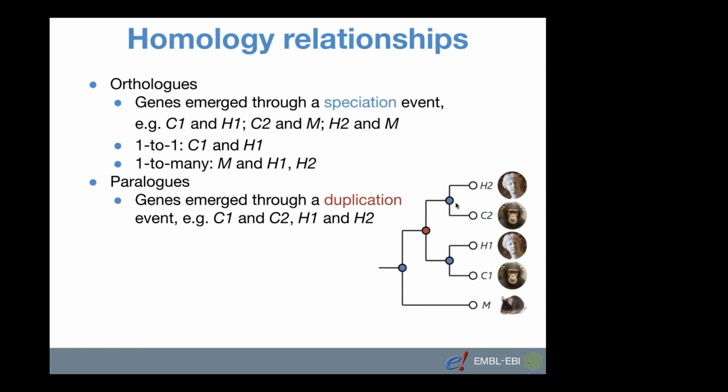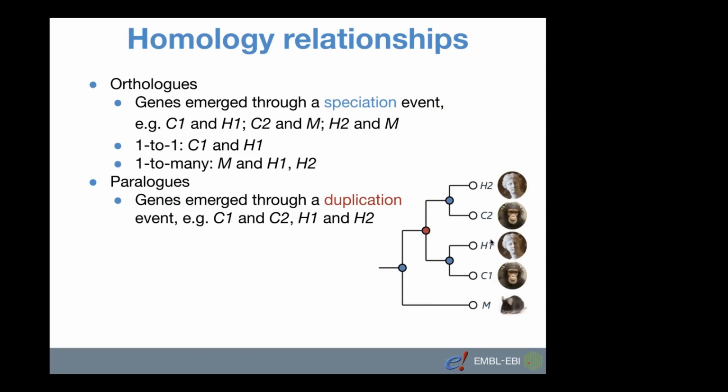So there are different types of orthology. There's one-to-one orthology. So for example, C1 in chimp over here and H1 in human, which is a one-to-one relationship, as there is 1 copy of this gene in each species. But we can also talk about one-to-many orthologs. So for example, this M in mouse has 2 orthologous genes in both human and chimp. So this M gene in mouse is homologous to both H2 in human, but also H1 in human.